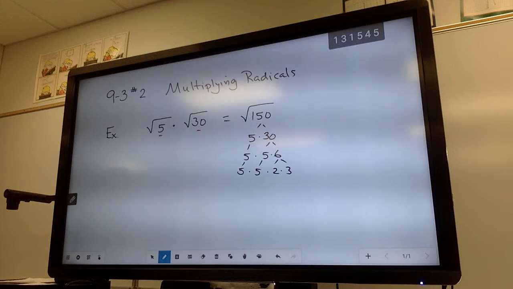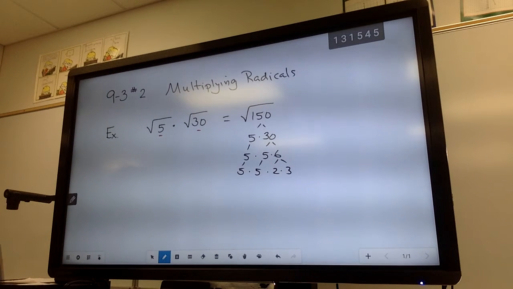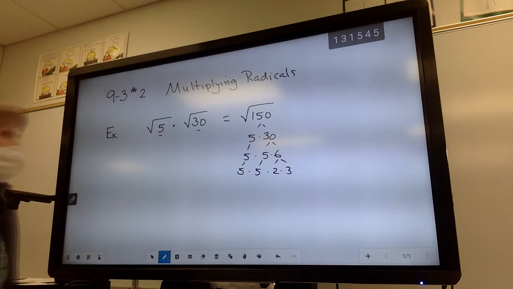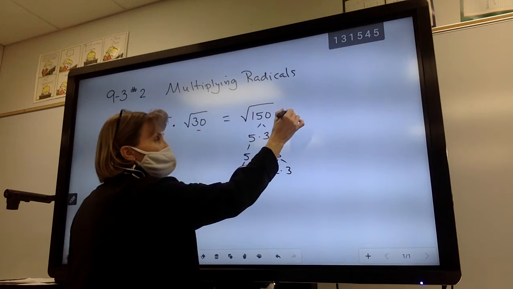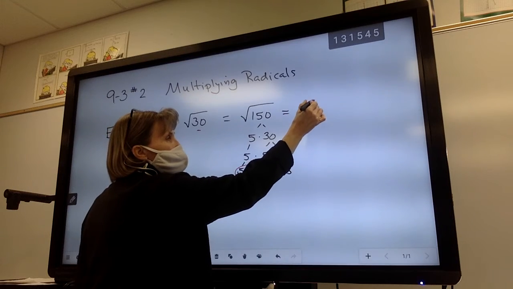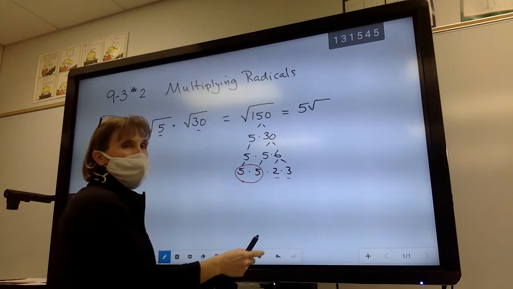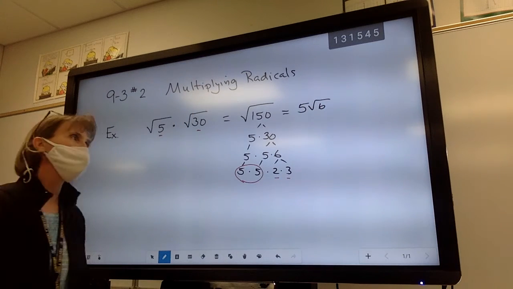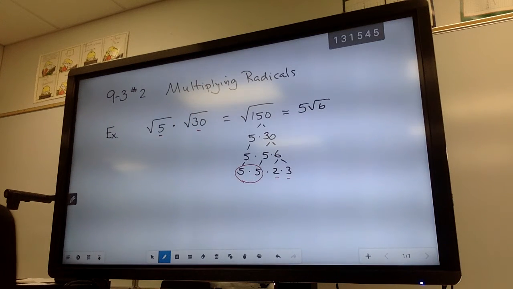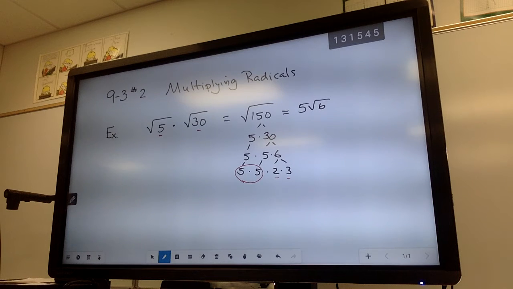So again, I'm going to write that product. I'm going to break it down into its prime factorization. And I've got a pair of 5s that will come out from under the radical. And the 2 and the 3 don't come out, so we're going to multiply those when we leave them in. So I'd say 5 square root of 6 would be my answer.